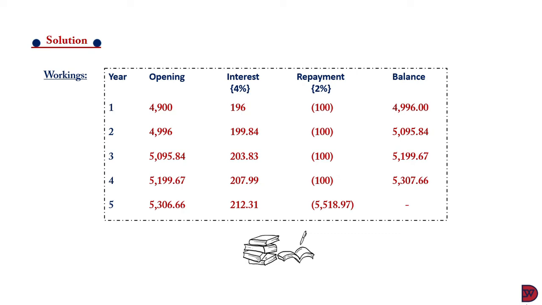The maturity is in 5 years' time. So you're not going to pay out just the coupon rate, but pay the principal in addition. So it's going to give $5,518,000.97. So the balance for year 5 is going to be 0. Let's quickly move to convertible debentures.